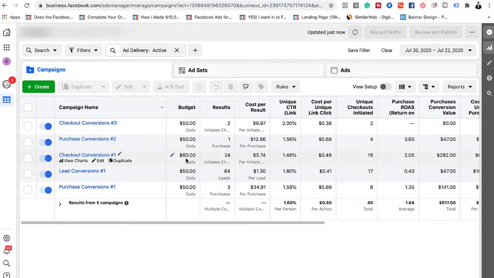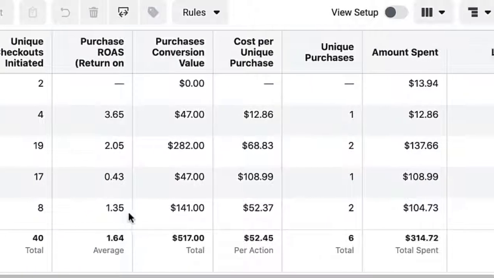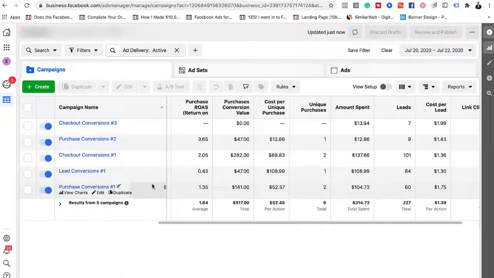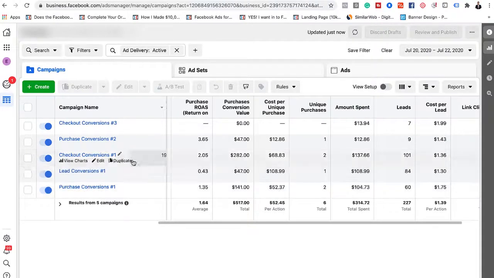So I increased the budget by 20%. If we look here, I'm within KPIs, so 2 purchases, and we're at $52.37. My ideal cost per purchase is $60. So this purchase conversion was within KPI, and the checkout conversion is a little bit above KPI, but when I actually duplicated it, it was within KPI. It was at like $58 cost per purchase.